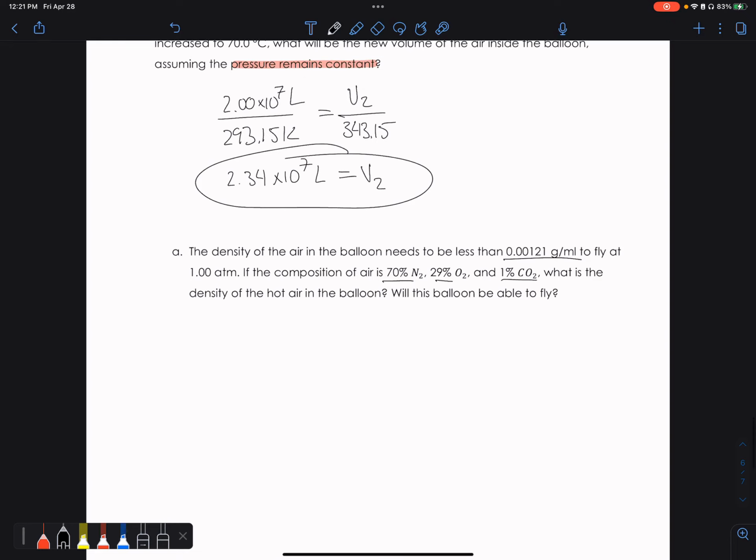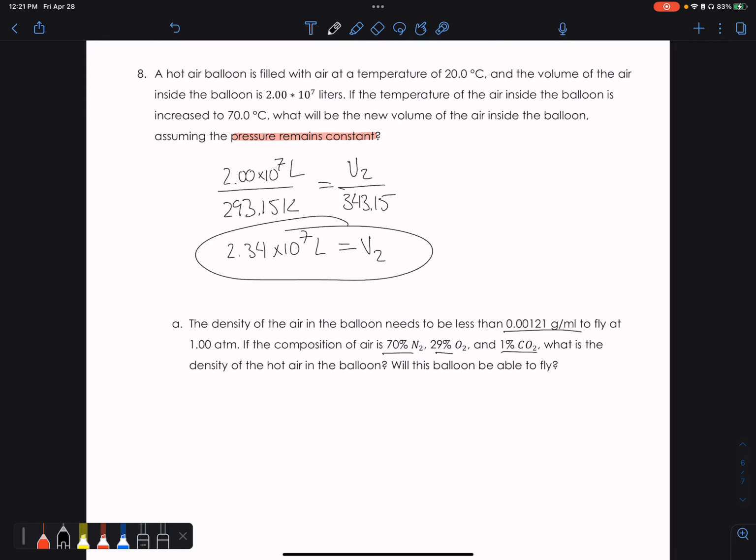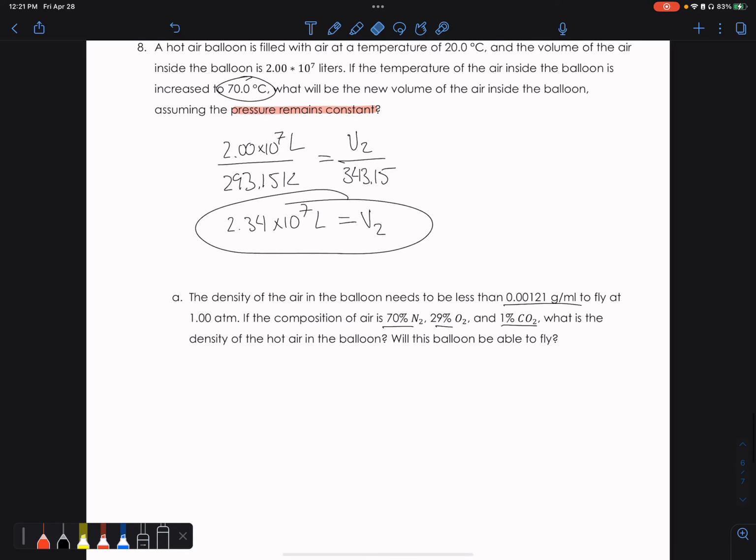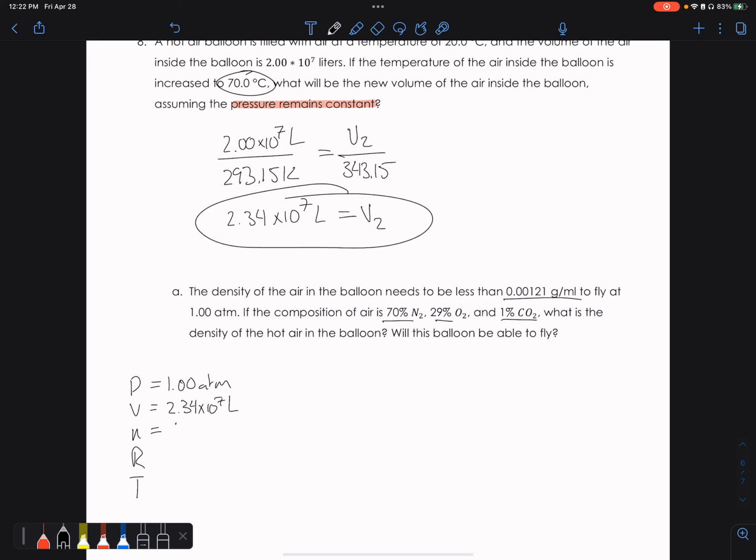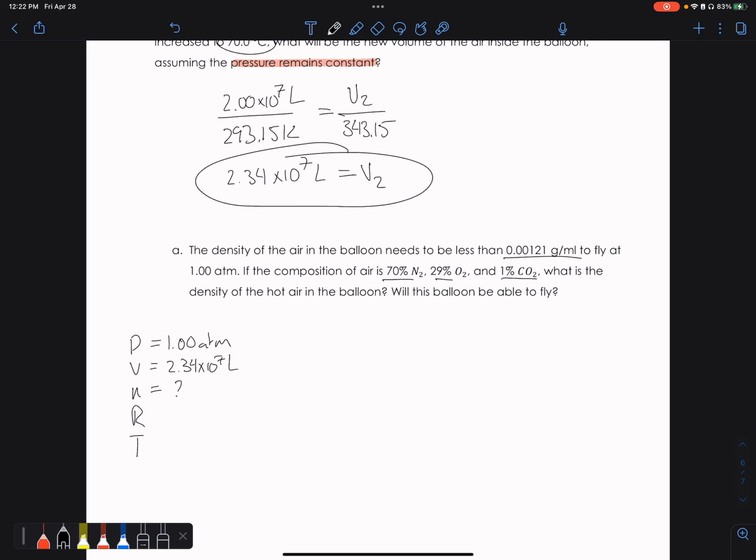So the first thing that we're actually going to do is we're going to be using some numbers from our previous question, specifically this temperature and the number of liters that we calculated. If we do that, pressure, volume, moles, R, temperature, our pressure is now 1 atmosphere. The volume is 2.34 times 10 to the 7 liters. N is what we're actually going to look for. R is 0.0821 atmosphere liters per mole Kelvin. And the temperature will be 343.15 Kelvin.